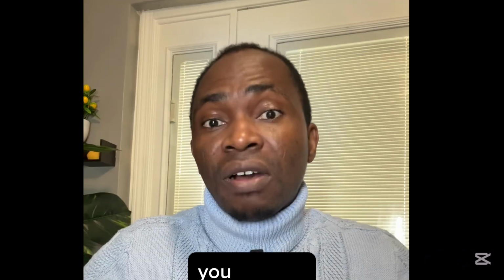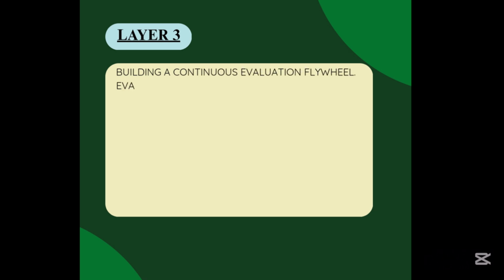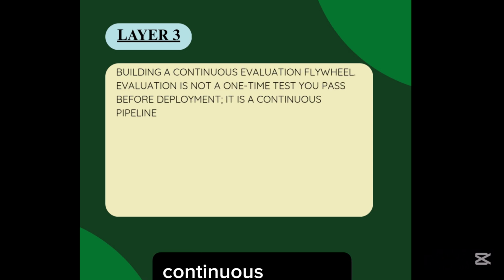Basically, like the protocols we use as doctors, the AI will need medical protocols that guide its actions and also check its output. Layer three is building a continuous evaluation flywheel. Evaluation is not a one-time asset you pass before deployment. It is a continuous pipeline.